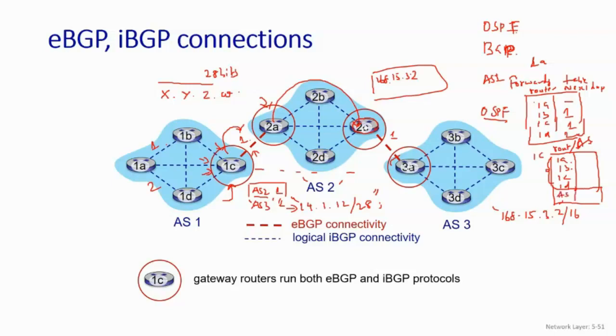Autonomous system 2, autonomous system 3. To reach autonomous system 2 and 3, which are also represented in terms of IP address, longest prefix matching is used. So to reach AS2, which link is to be used? To reach AS3, which interface is to be used?